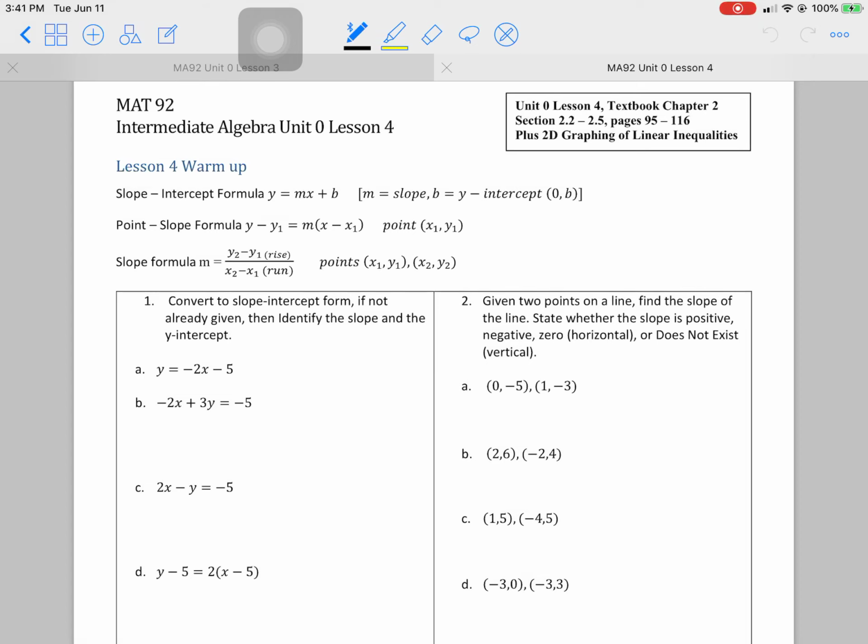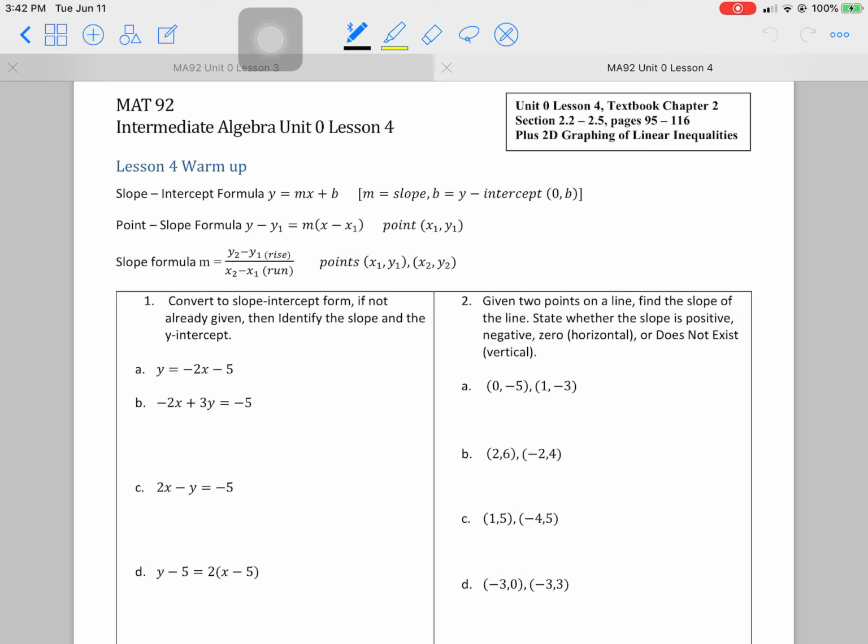Okay, lesson 4 of Unit 0 is kind of a mixed bag of things that have to do with slopes and slope-intercept form and things that are in Chapter 2 of the Blue Book, and also graphing some linear inequalities on a 2D graph as well as a 1D graph. Anyway, everything you should need is in this lesson. So let me get through that, and so you can handle whatever is coming your way on the test, okay?